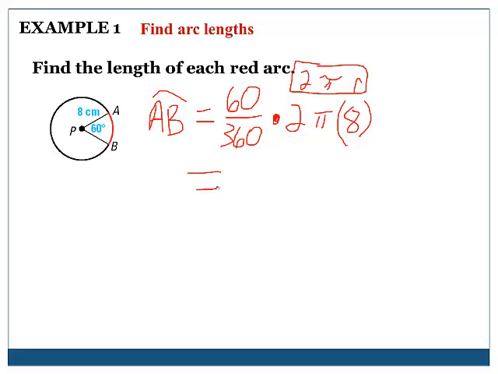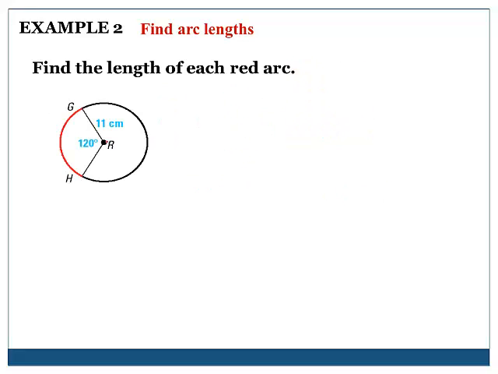You should get 8.38 centimeters. Remember, we're finding this arc length out here, AB, so this is going to be a measurement, so that is centimeters, 8.38 centimeters. And we have another example here. I will give you time to pause the video now and try this on your own.